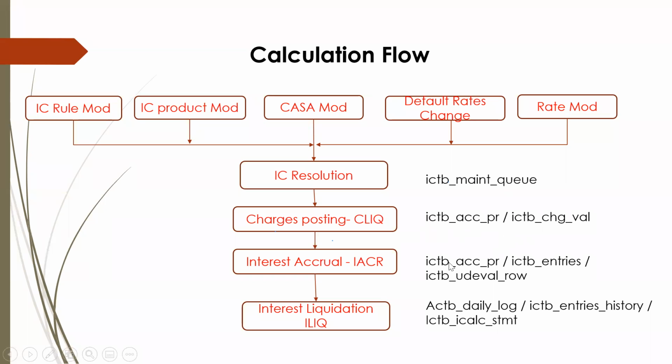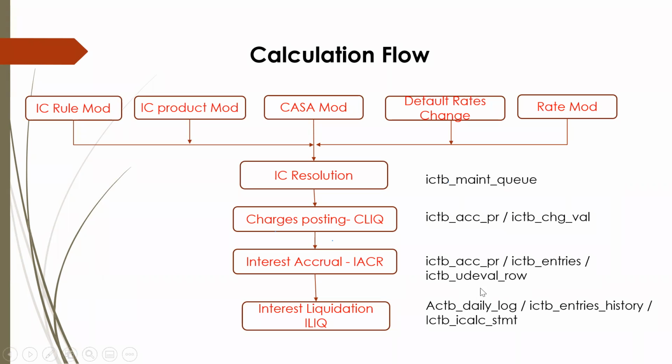Once the ceiling is over, then next comes the interest product. The same ICTB ACPR also has the interest product linking. And then in ICTB entries, I have the accrual until the next liquidation: what is the expected amount for the liquidation, how much I have accrued so far, and what is pending for accrual, and formula-wise it will have that.